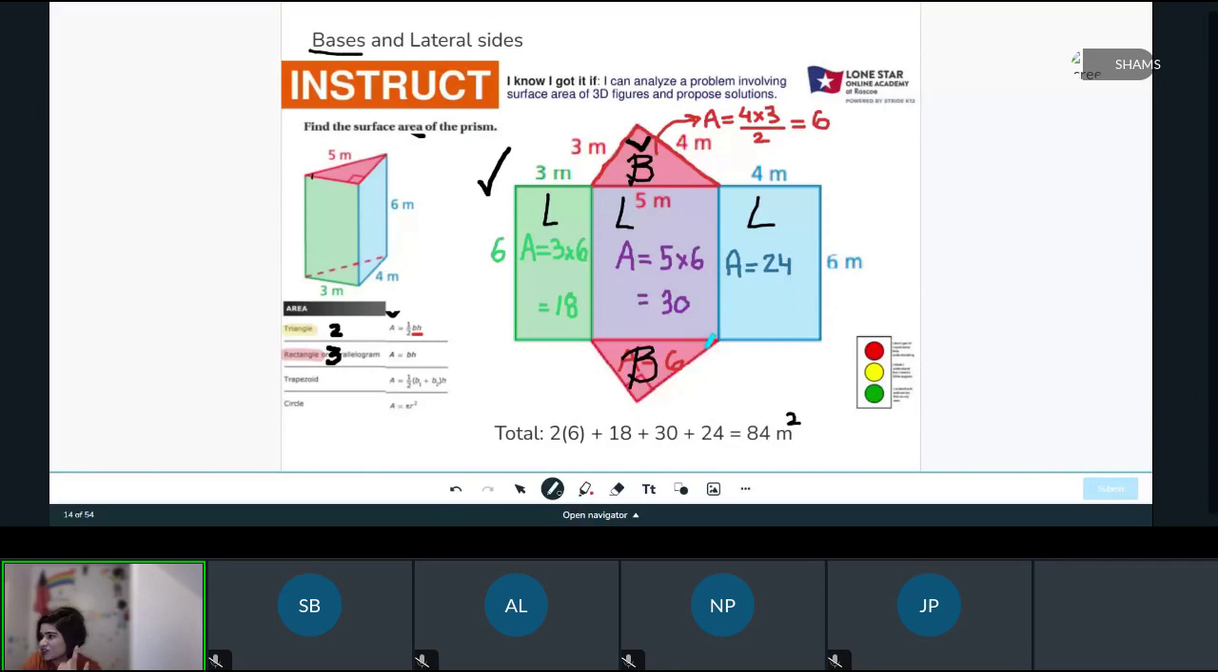Sometimes the question might ask you lateral area, right? So you know the triangles are the bases because you can see the picture. The other rectangular parts are lateral sides. So if they ask you lateral area, just find the lateral area, the rectangular part. If they ask you total, then also include the bases. Everybody clear about that?